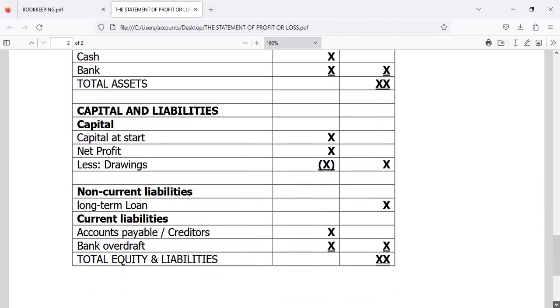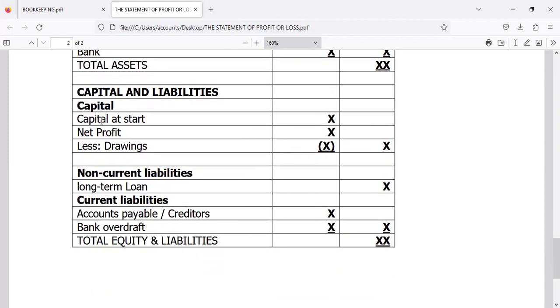Then we move to capital and liabilities. We start with the capital, where we get the capital at the start. We add the net profit from the income statement. Then we list drawings. Then we get the net figure here, the total capital at the end in the second column. Then we go to the non-current liabilities. Sometimes you may find that the business has a long-term loan. You present the non-current liabilities.